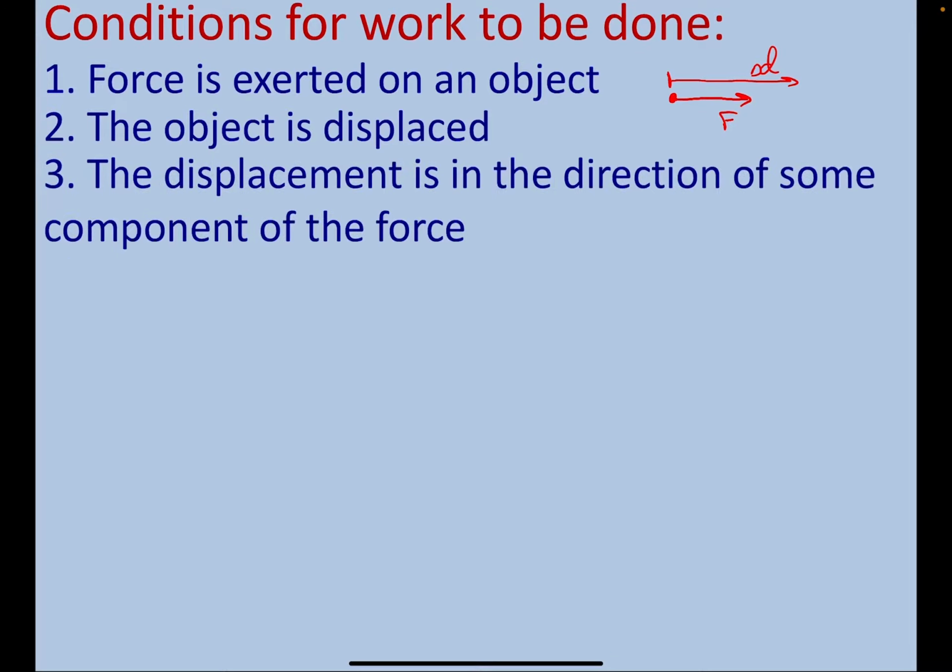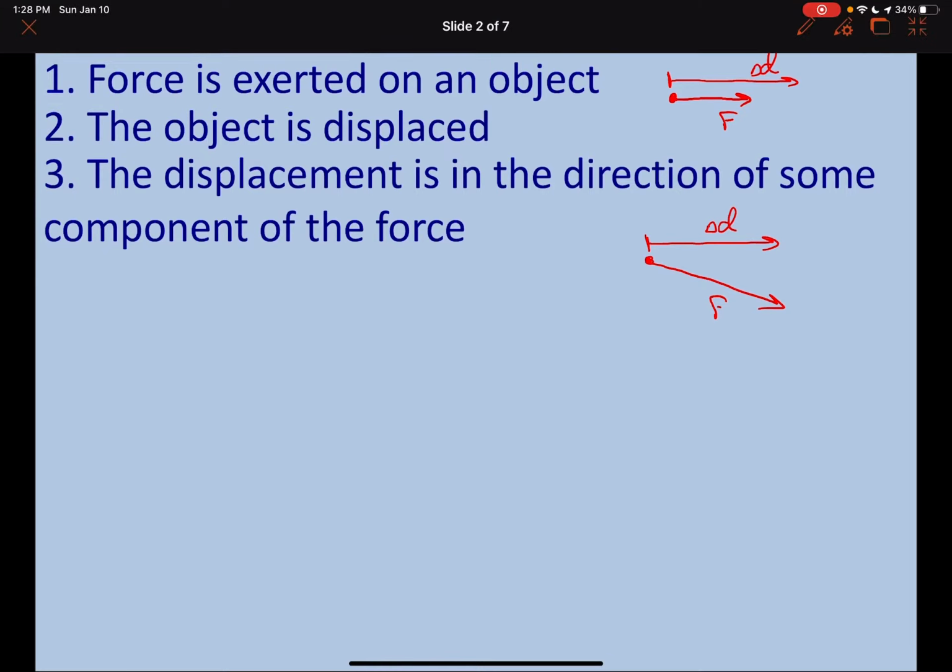The third condition is the displacement has to be in the direction of some component of force. And what that means is, let's imagine the displacement is still this direction, same as we had above, but now the force is actually on an angle, something like that. Is there a component of that force that's in the direction of the displacement? Sure. If we were to break that force up into components, you could see that there's a component right there and a component here. So Fx and Fy. That x component does work.